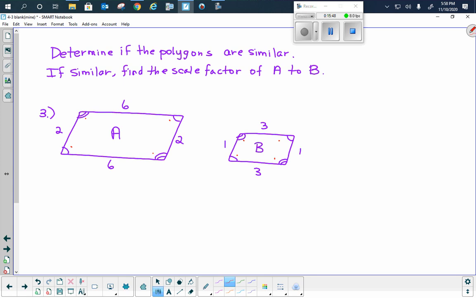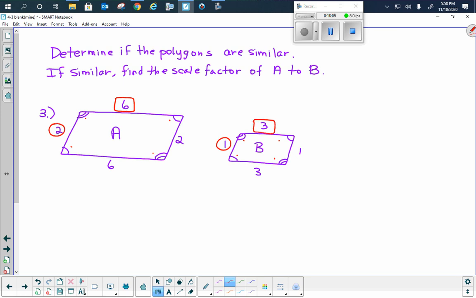Next, are corresponding sides proportional? Okay, well, here I go again. I'm just going to circle the smallest length in each of the pictures. Again, I don't care if this is turned. One could be on the top, one could be on the side. And I'm going to box the biggest length in both of them again.